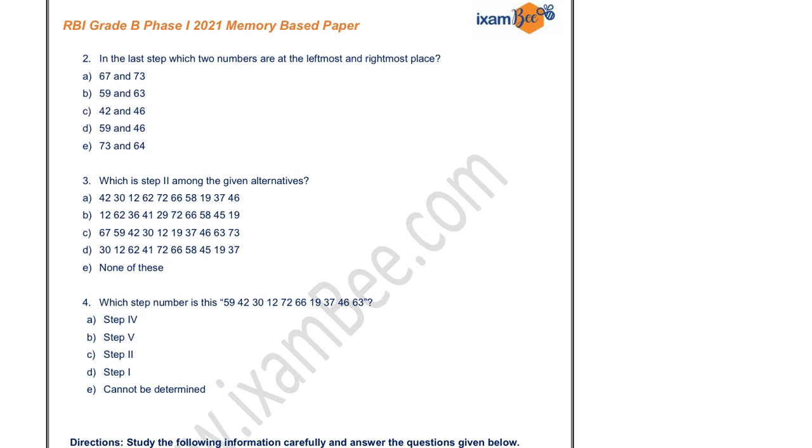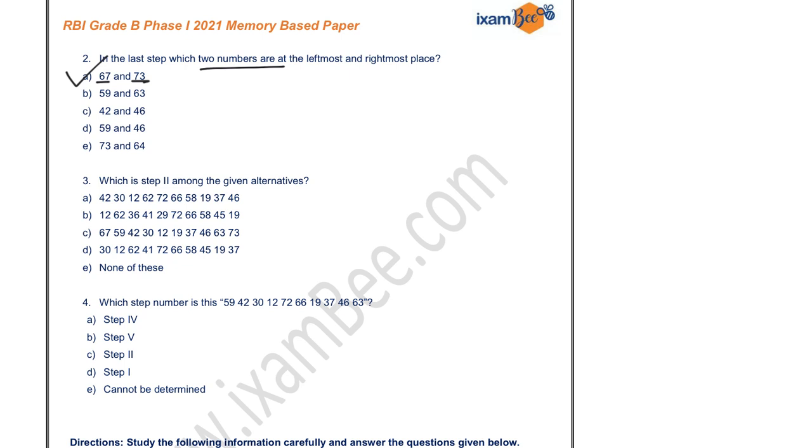Now, on the basis of the arrangement you have got, you can answer the pending questions. So, the second question says, in the last step, which two numbers are at the leftmost and the rightmost place? If you focus on step number 5, 67 is at the leftmost place and 73 is at the rightmost place. So option number 1 is the correct answer.